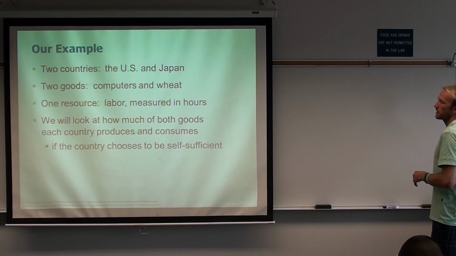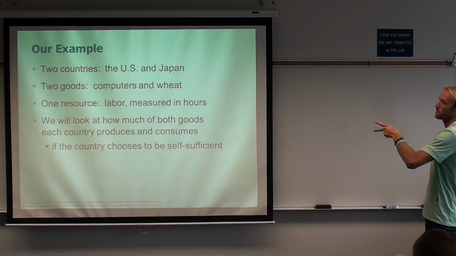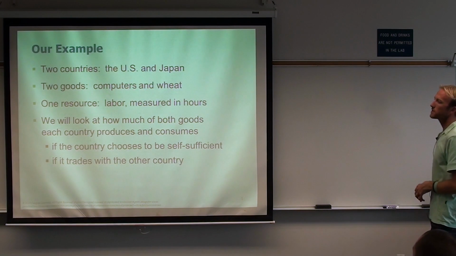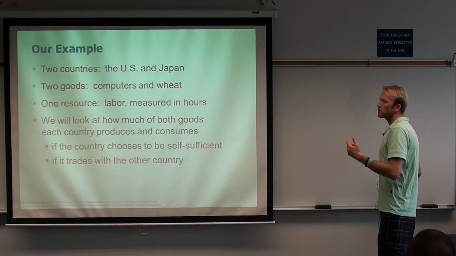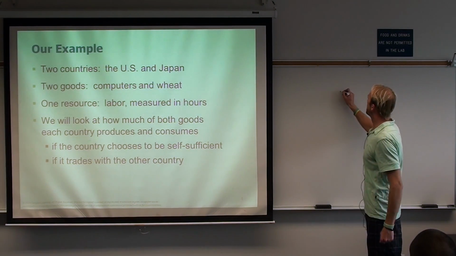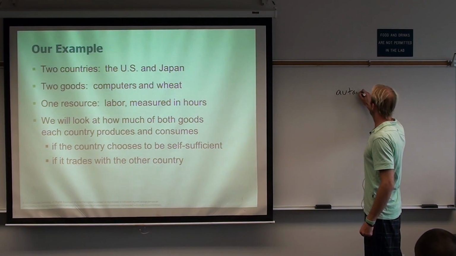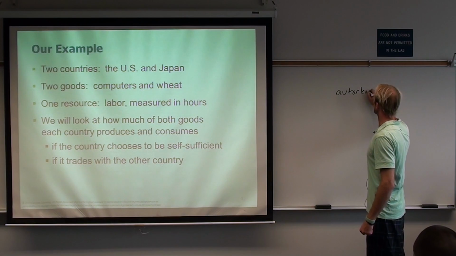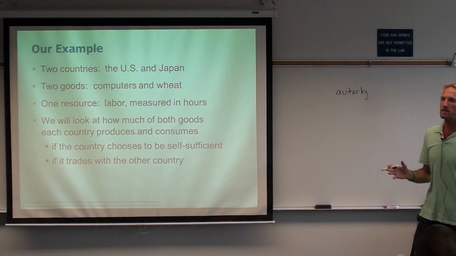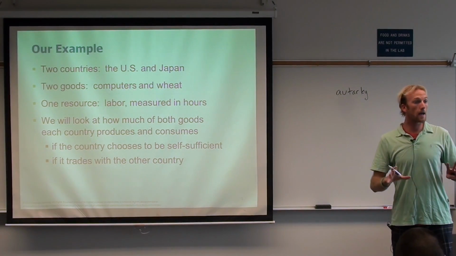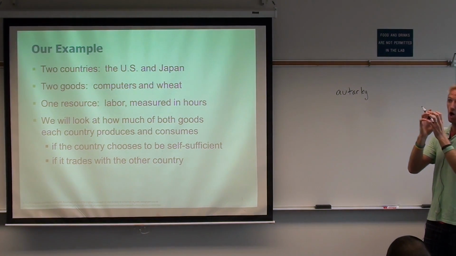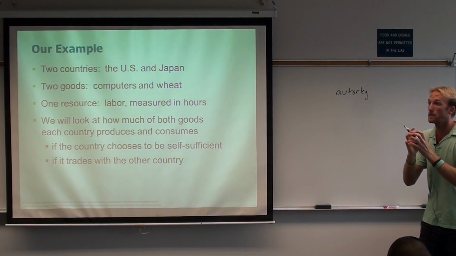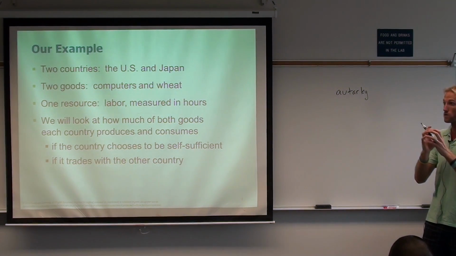So let's go ahead and do that. Oh, in two different categories. If a country chooses to be self-sufficient, and then if it trades with the other country. You should learn this word. It's called autarky. We use it in economics to describe the island model of a nation. Autarky meaning you don't trade, okay? The no trade solution, okay?